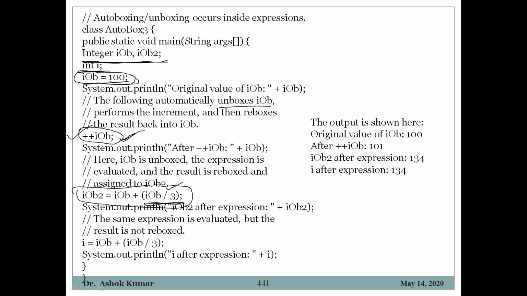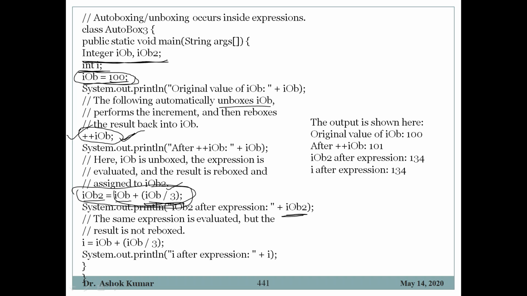Then we are performing the operation on the objects as well, IOB plus IOB. So these two will get converted into the fundamental type. In IOB we have value 101, and the result of this expression is 33. So this will give you 134, a primitive data type, that will be converted into an object through auto boxing, and that will be referred by another object, IOB2. So this means IOB2 will have value 134. When you print it, you will get 134 over here.